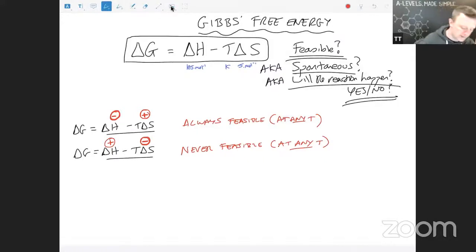So in other words, this is always a negative delta G. This is always a positive delta G.